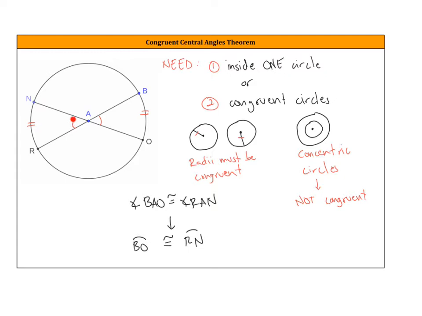Now, the reverse is actually also true as well. You don't have to have congruent angles in order to have congruent arcs. We can actually go backwards. You can have congruent arcs and then make the conclusion that you have congruent angles. So this arrow actually goes in two different directions. But keep in mind that in order for us to have congruent angles or even congruent arcs, you either need to be working inside one circle, which is what we have here, or you need to have congruent circles. So this is the case where you have two or more circles, but double check to make sure that their radii are congruent.